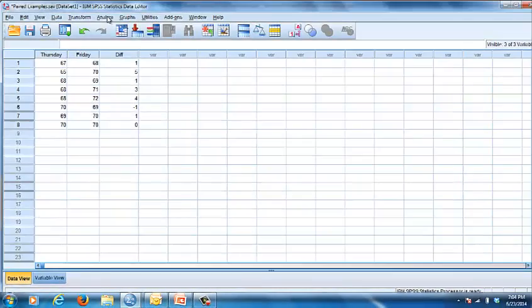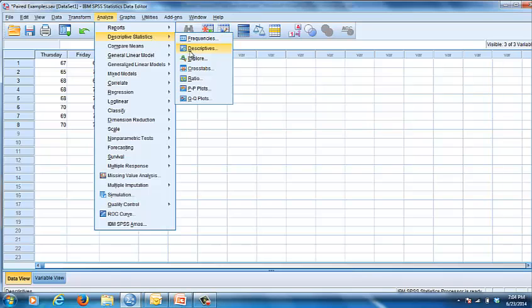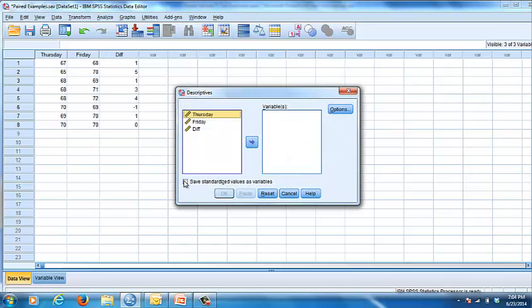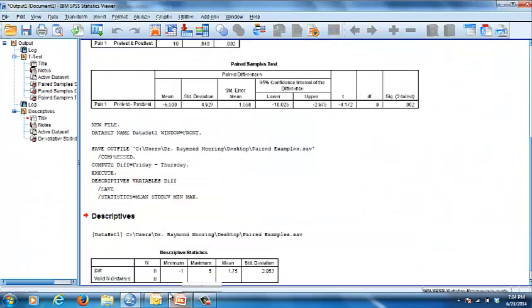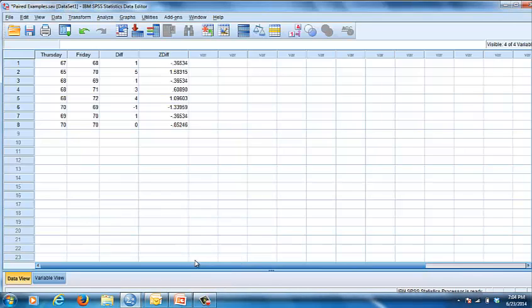Okay? So remember we went to analyze, descriptive statistics, descriptives, and you check this box that says save standardized values, and I want to save the ones from diff, and click OK. And what you'll see in that same box next to your diff scores are your z-scores. Okay? And a pretty cursory look here shows that none of them are more than 3 standard deviations away from the mean. So it's safe to say there are no significant outliers in the difference between the two groups. Okay? So we just looked at the z-scores, nothing different.